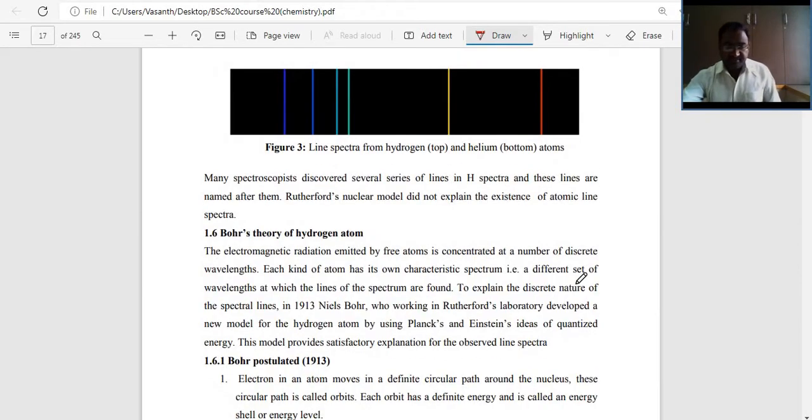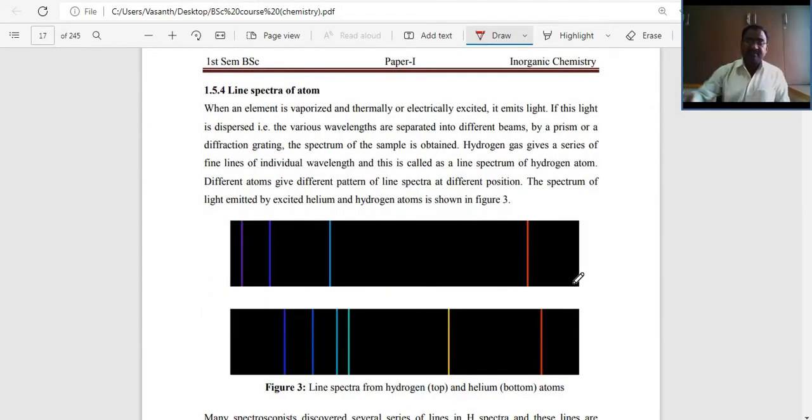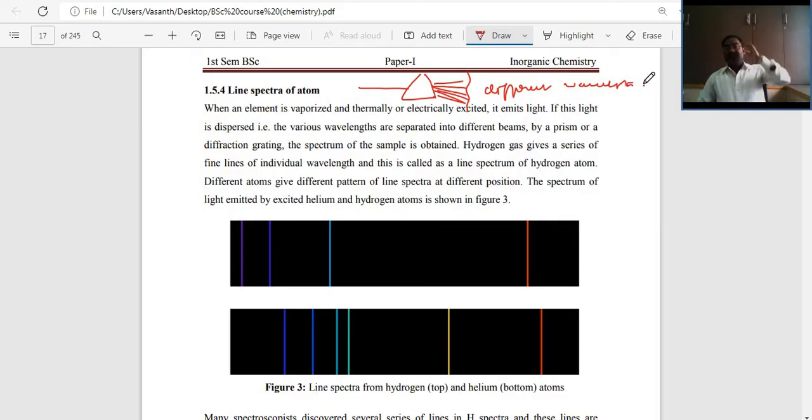Next, line spectrum of hydrogen. In the line spectrum of hydrogen, when light is passed through a prism, we get different series of lines with different wavelengths. When a gas is vaporized and thermally or electrically excited, it emits light. If this light is dispersed, the various wavelengths are separated into different beams by a prism or diffraction grating. The spectrum of this sample is obtained.